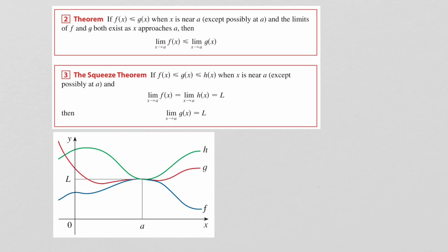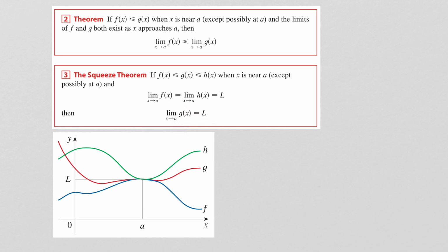Okay, next we take a look at a couple of theorems. The first theorem says if f of x is less than g of x near a, then the limit as x approaches a of f of x must be less than the limit as x approaches a of g of x. That is a pretty intuitive theorem. And the next theorem just takes it to a little higher level. It says if g of x is smaller than h of x, but bigger than f of x near a, and if the limit of f of x and the limit of h of x both equal L, then the limit of g of x must also equal L.